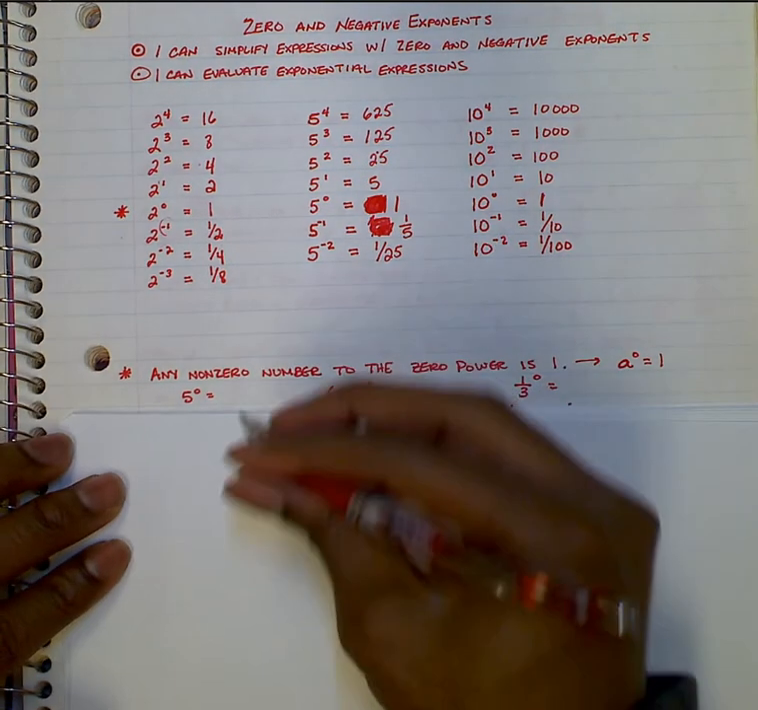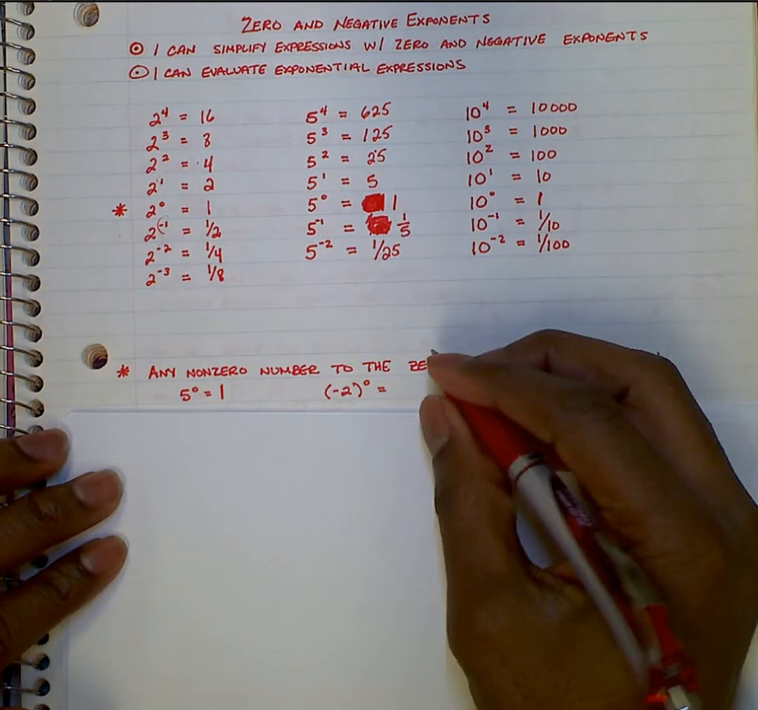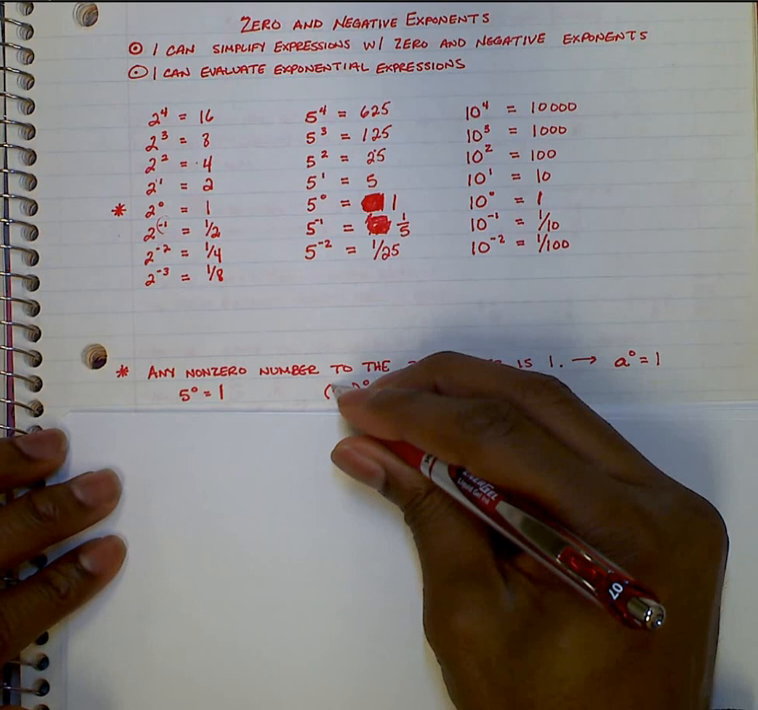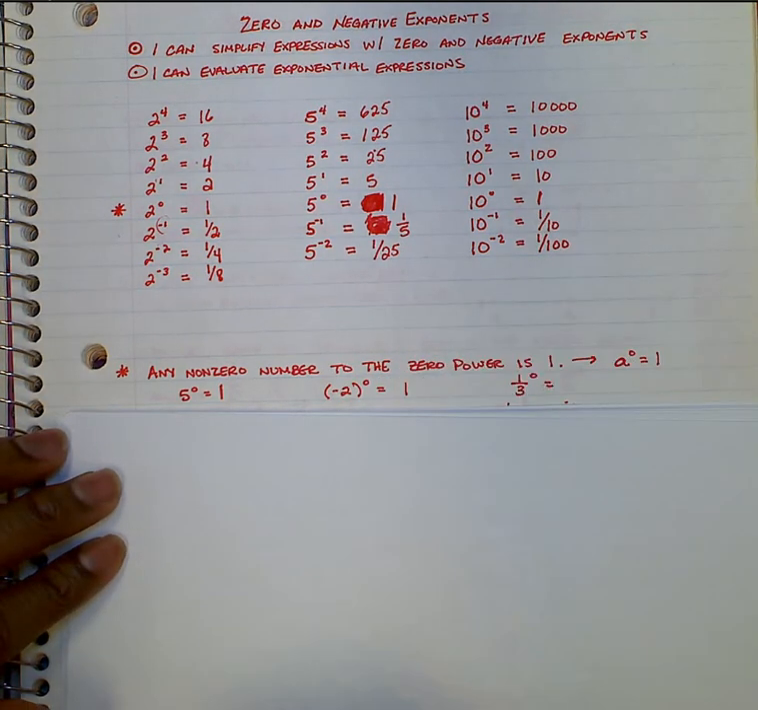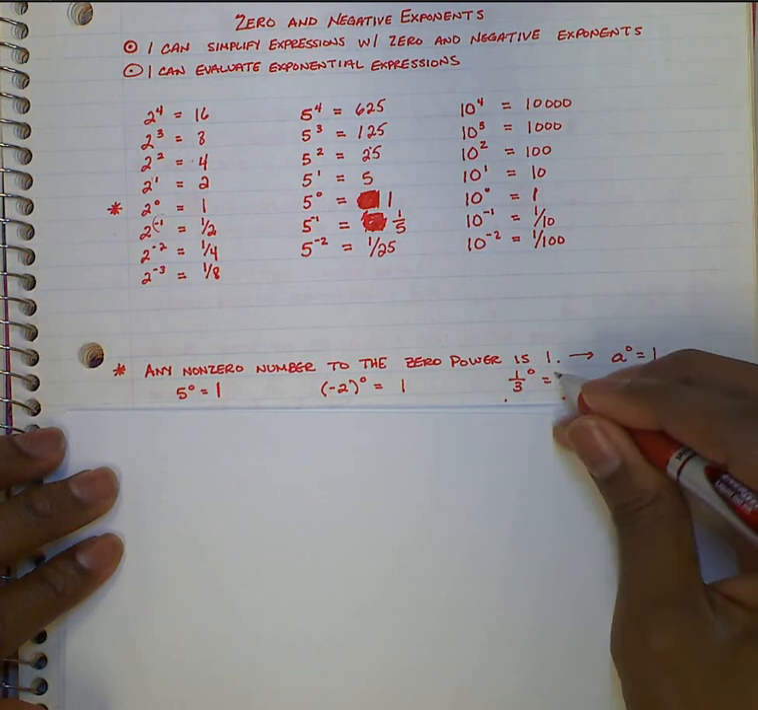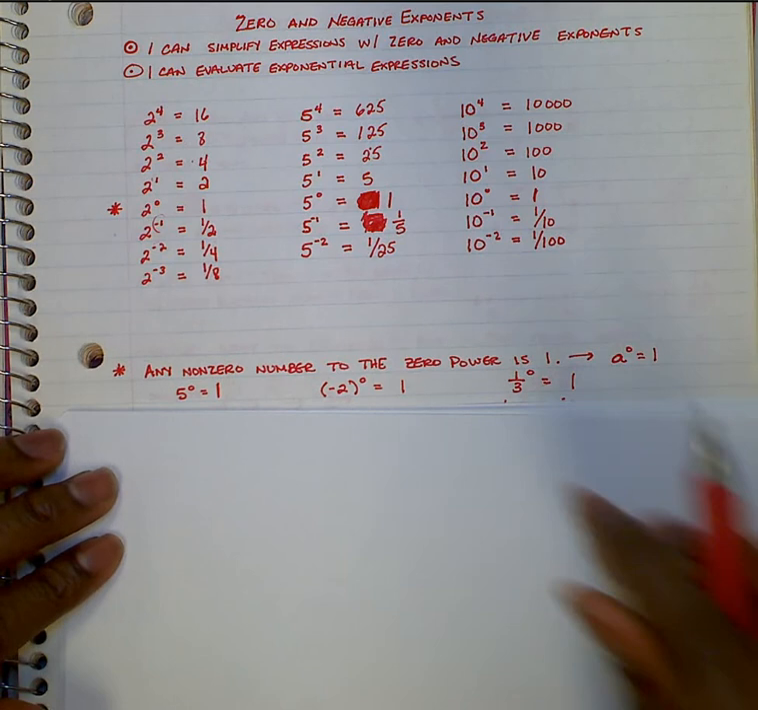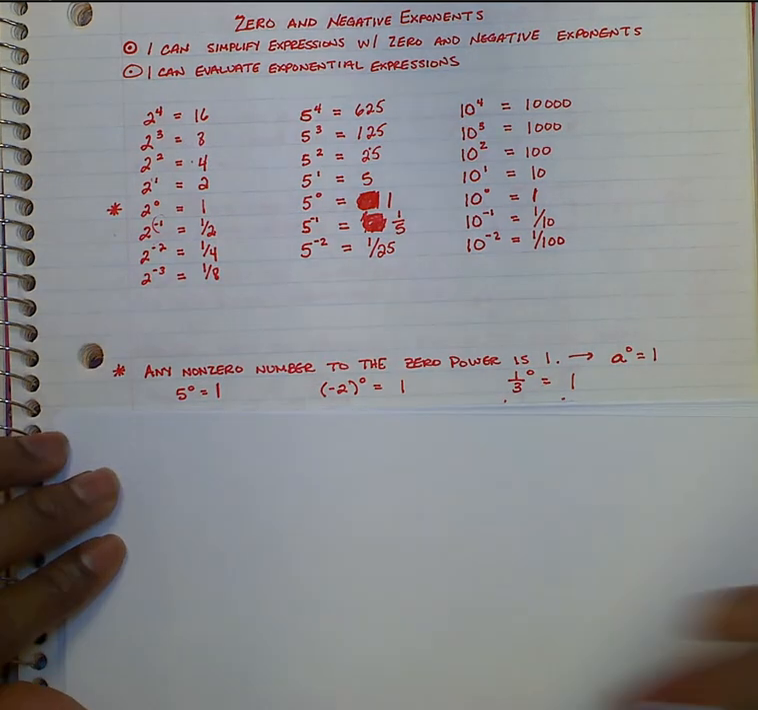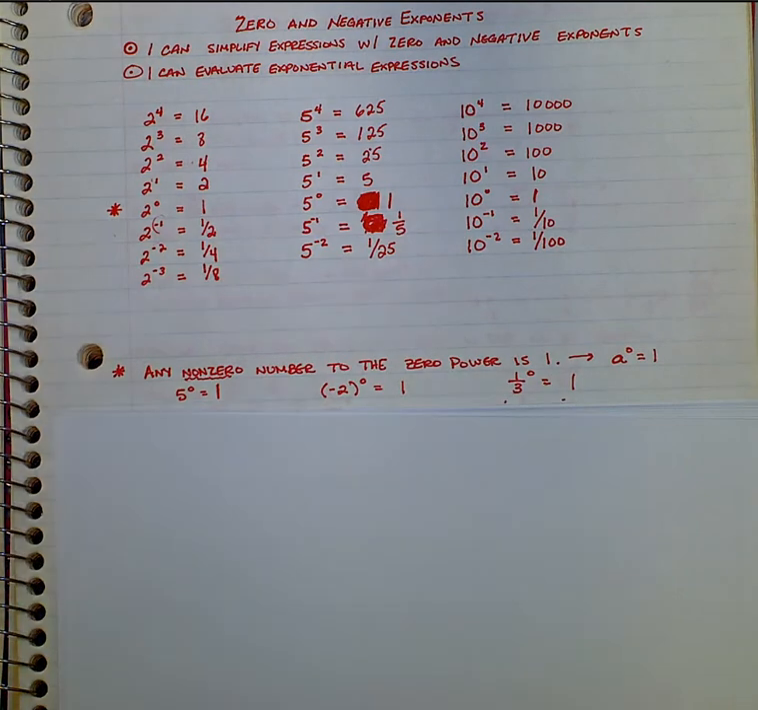5 to the 0 is 1. Okay, continue to mess up there. Negative 2 to the 0, even though it's negative, negative 2 to the 0 is 1. A fraction, 1/3 to the 0, is 1. Okay, any number to the 0 power is 1. Any non-zero number. I guess if you do 0 to the 0 power, I think your calculator explodes or something.